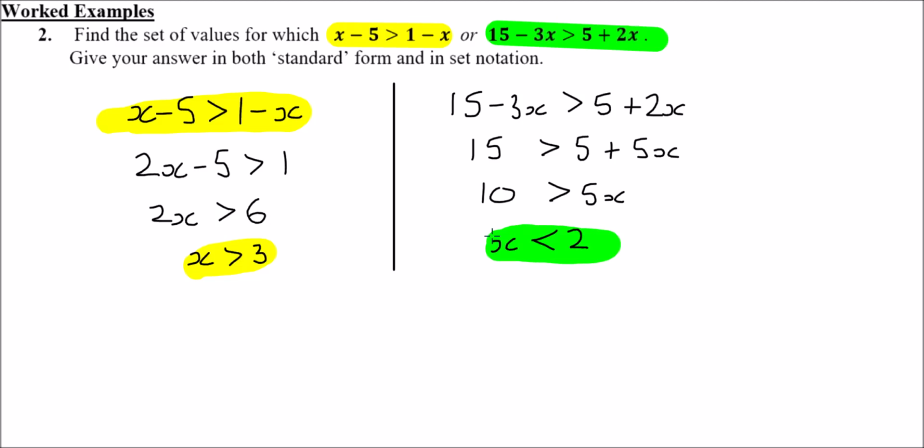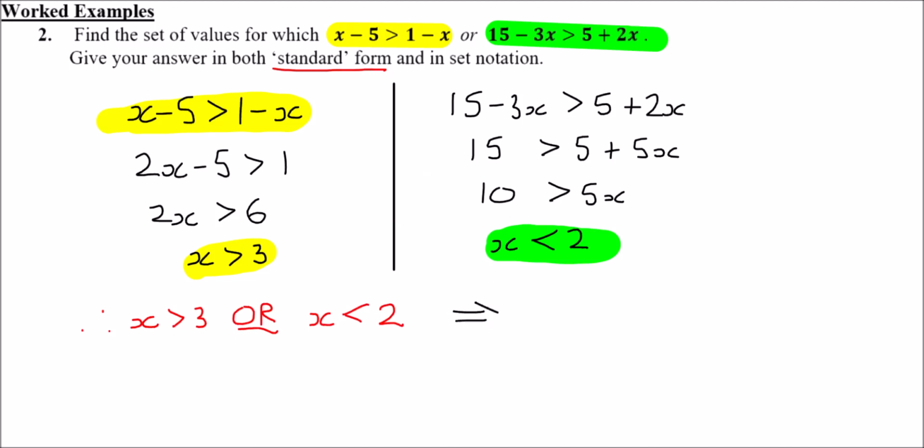So, now in standard form, we've got two different answers. x can either be greater than 3, or it can be less than 2. There's no overlap. So we'd say here that therefore x can be greater than 3, or we can have x less than 2.